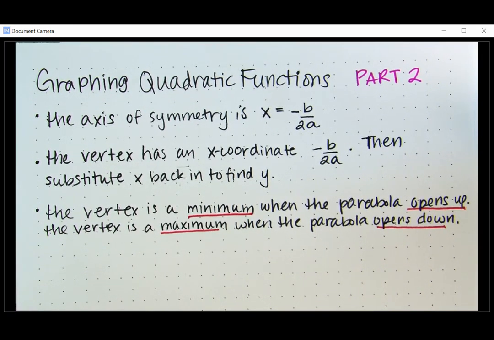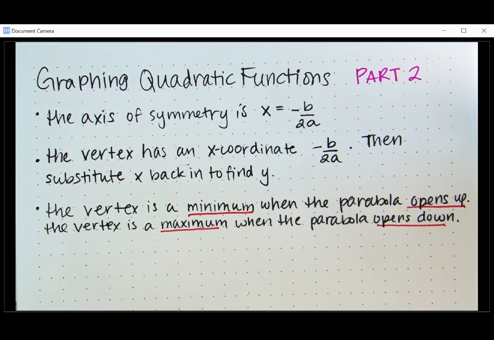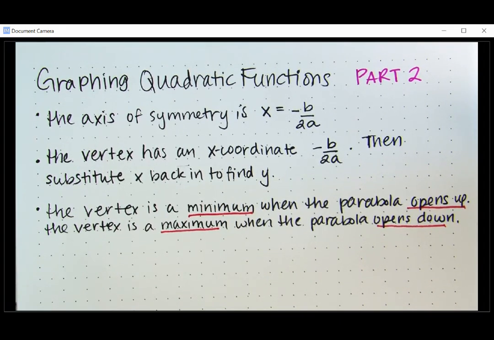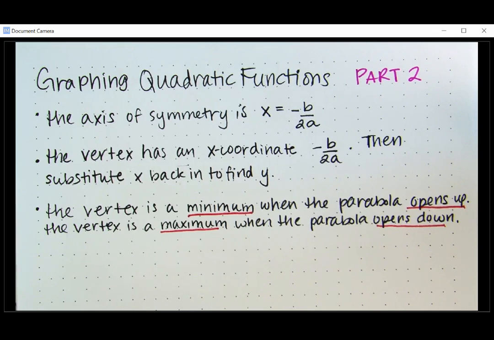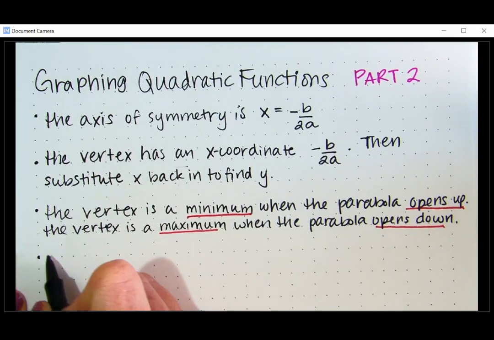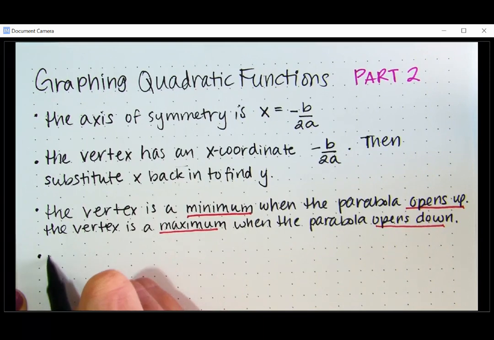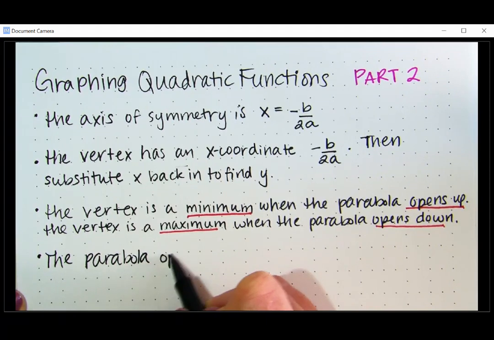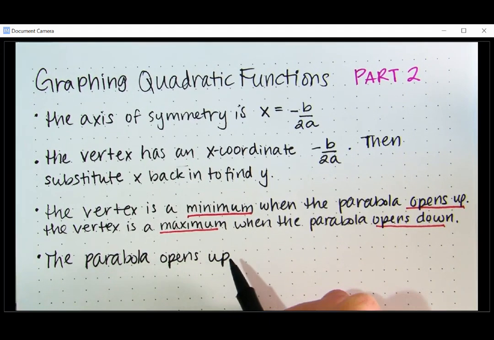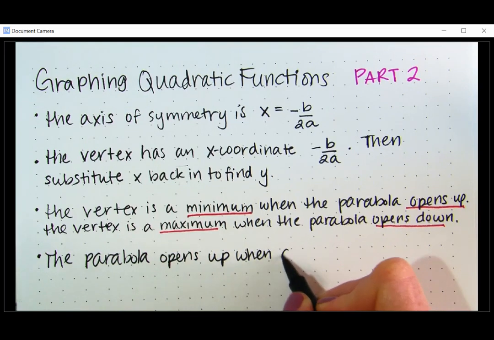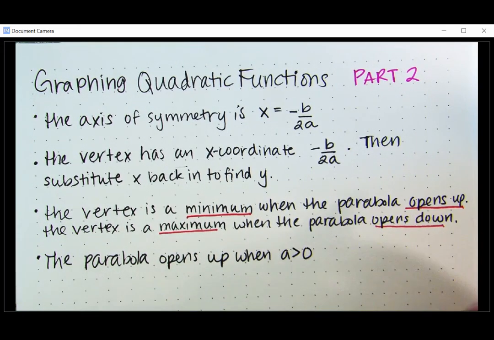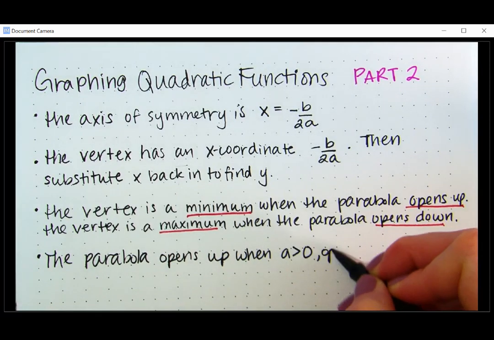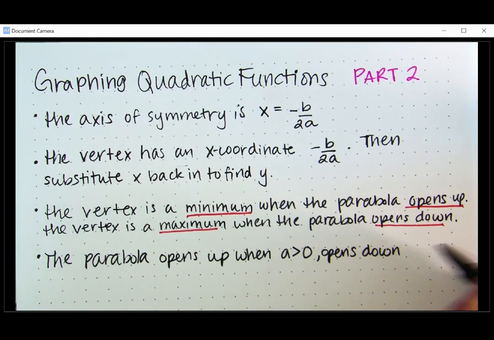Okay, and we're going to talk more about the open up and open down, because if we want to graph this without so much of a table, then we need to know, is my U going to open up or open down? So to find that information, we're going to say the parabola opens up when a is greater than 0, opens down when a is less than 0.